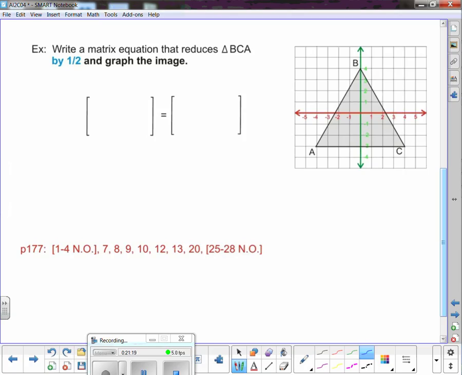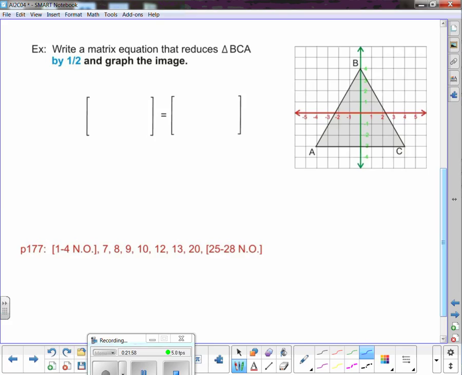So, last thought of the day. Remember now, you guys got to deal with translation, move in location. You got to deal with reflection, reflect about the x, reflect about the y, reflect about a 45, y equals x, or reflect about a negative 45, negative x equals y, or y equals negative x. And then you have to worry about rotation, rotate it 90, rotate it 180, rotate it 270, and then lastly, dilation, enlarge it or reduce it.